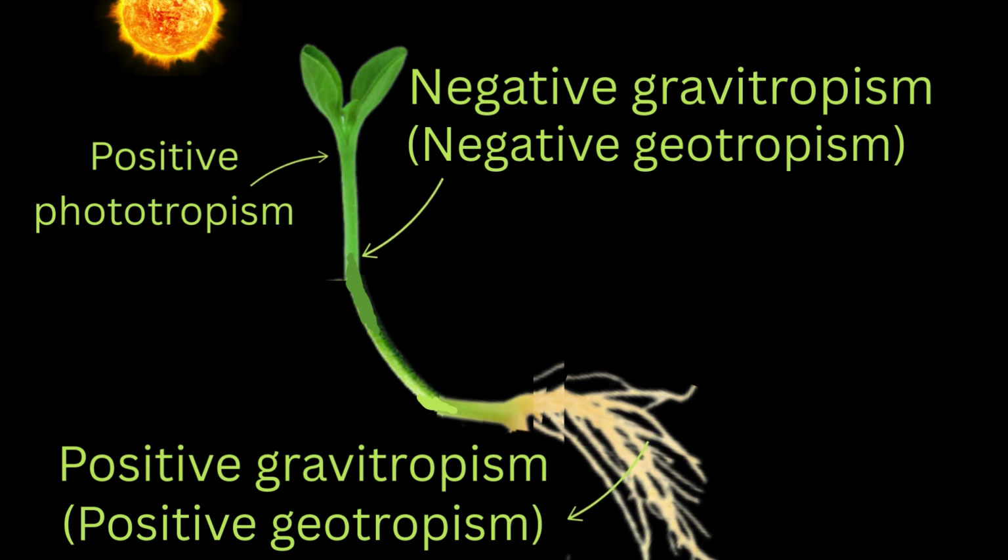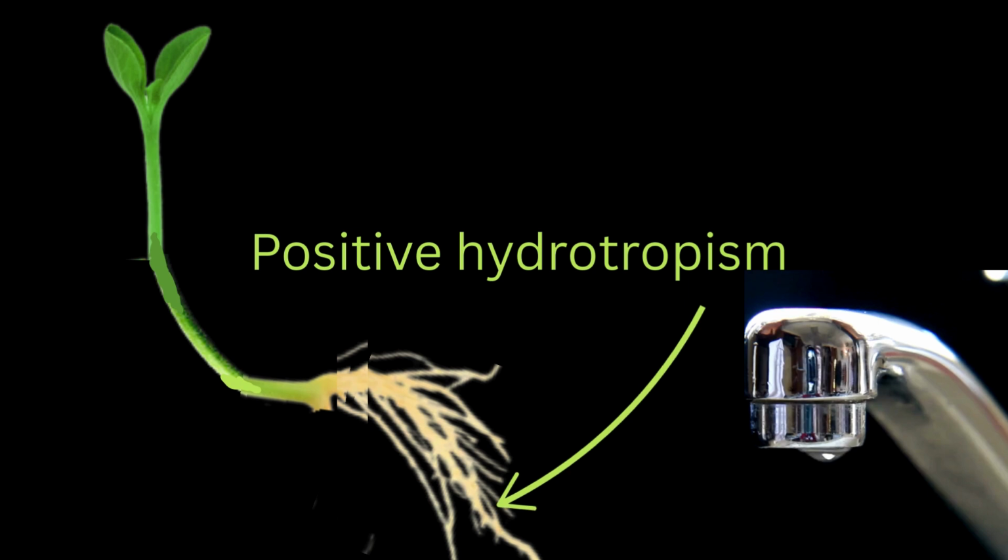The growth of the young shoot, or plumule, from the germinating seed upwards against gravity is called negative geotropism, also known as negative gravitropism. This response ensures the shoot grows towards the light, where it will be able to photosynthesize. When the shoot is above the ground, it displays positive phototropism.